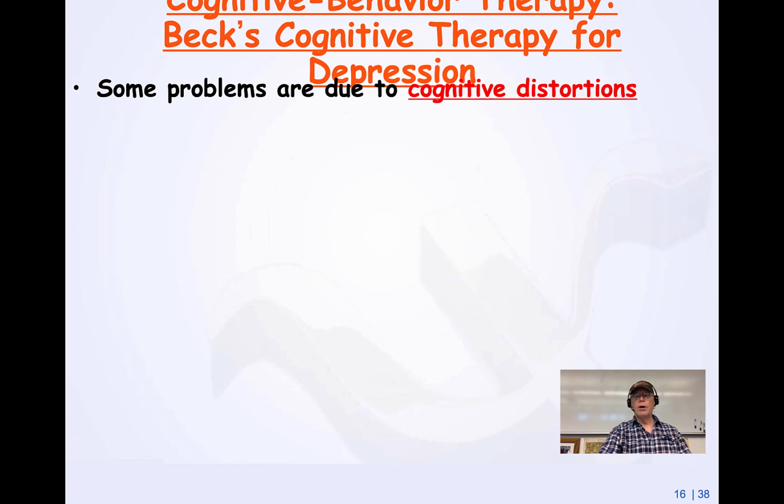Beck had cognitive therapy for depression. So these are cognitive distortions.